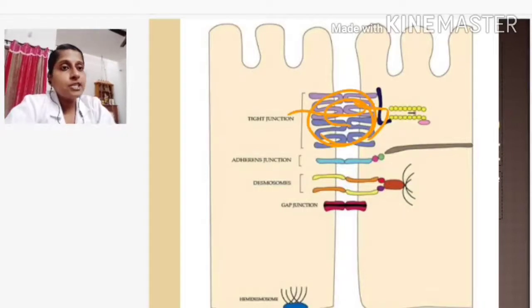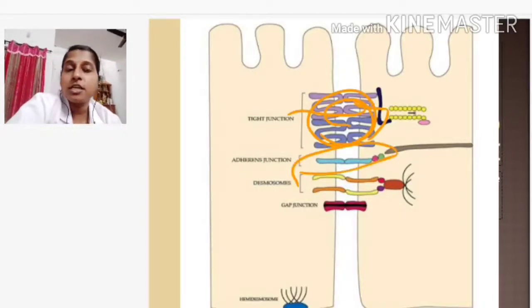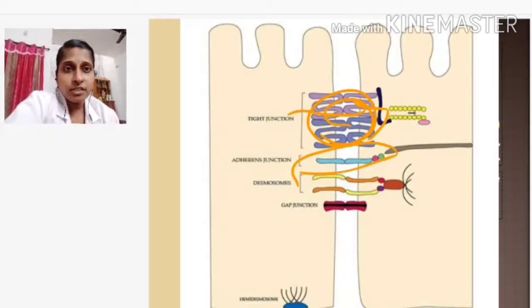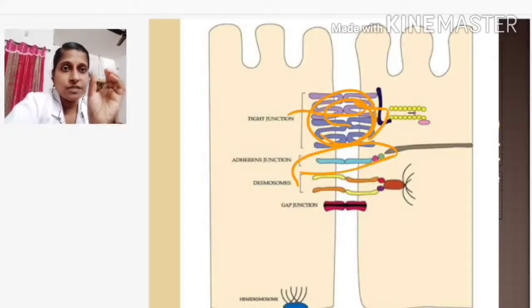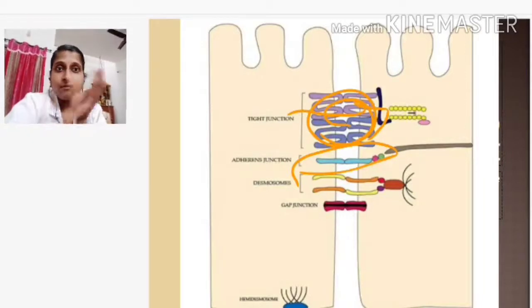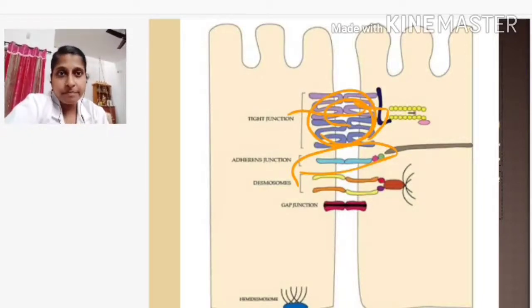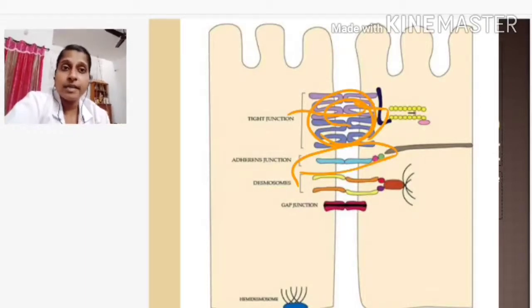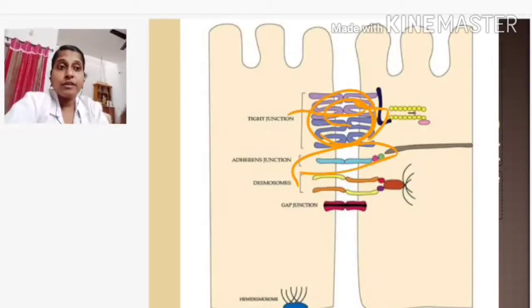The next junction is your adhering junction. What is the next junction? Adhering. What is adhering junction? Adhering means one cell is attached with that of the other cells with the help of a cementing material. Like one brick with the other, in between there is cement keeping it intact. So that junction we call it as what? The adhering junction.